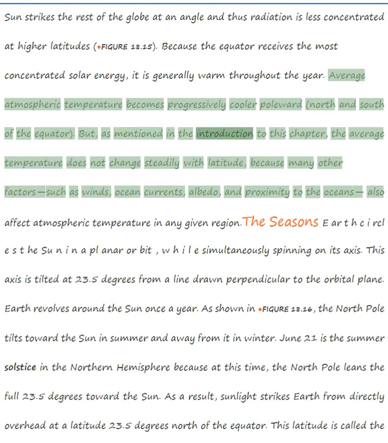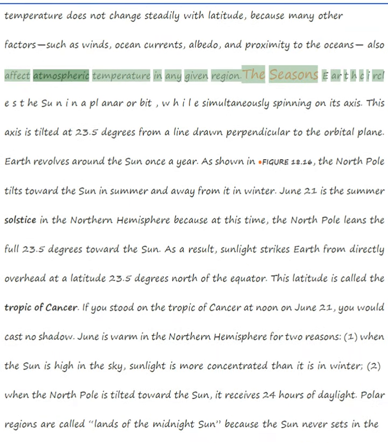But, as mentioned in the introduction to this chapter, the average temperature does not change steadily with latitude, because many other factors, such as winds, ocean currents, albedo, and proximity to the oceans, also affect atmospheric temperature in any given region. The seasons.